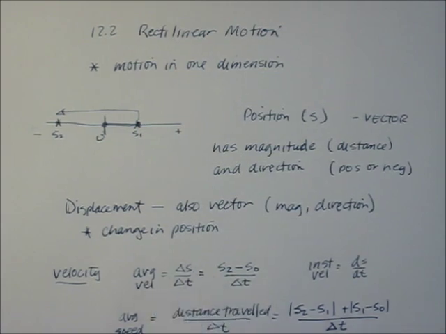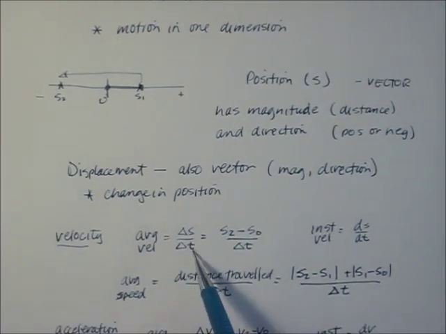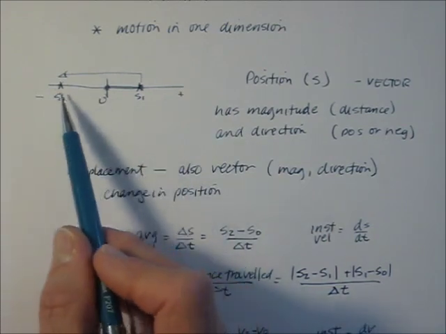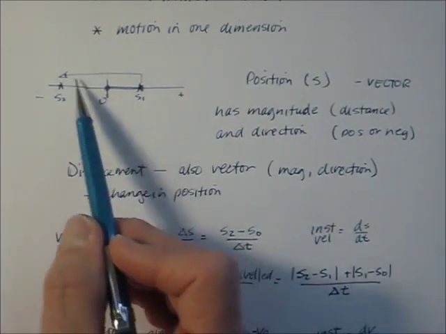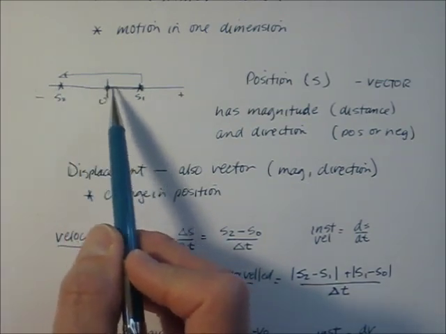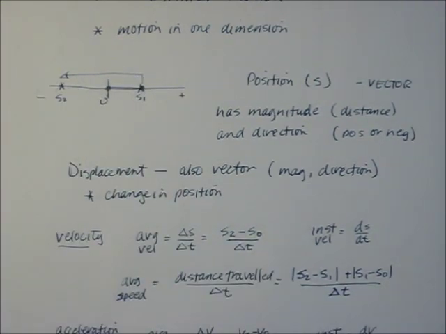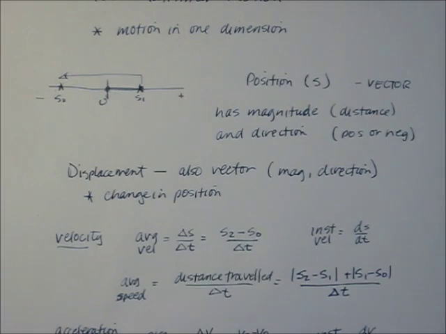The average velocity then is going to be the change in position over however long it takes to get there. So that would be S2 minus S0. Instantaneously, however, I will have a different velocity, and that velocity may be whatever speed I am at that particular time.